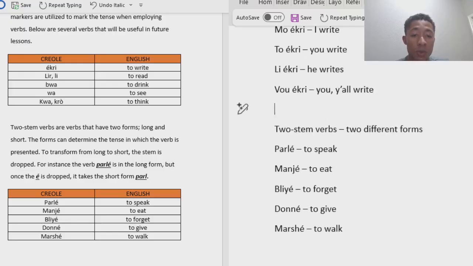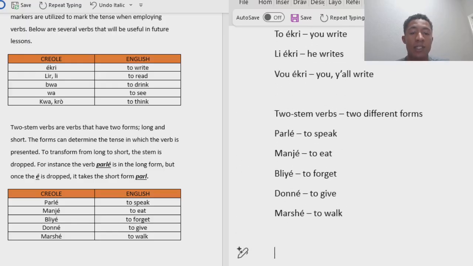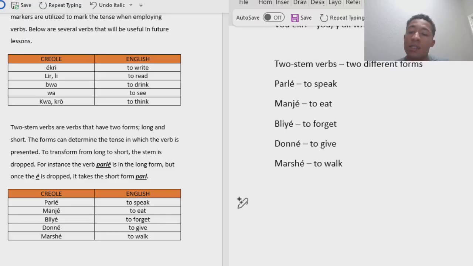For the two-stem verbs, however, it works in a similar way. The only difference is you have two different forms. So when we mean two different forms, you have the long form, which we're going to take the word parler. Actually, I like oublier more. You're going to take the word oublier. This is the long form of the word forget. Oublier. But then you have oubli, which is the short form.